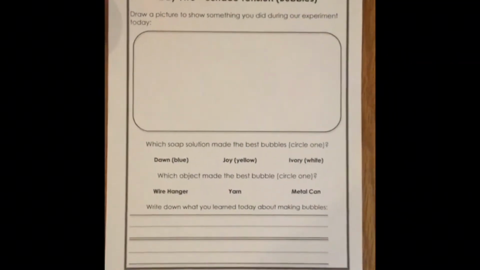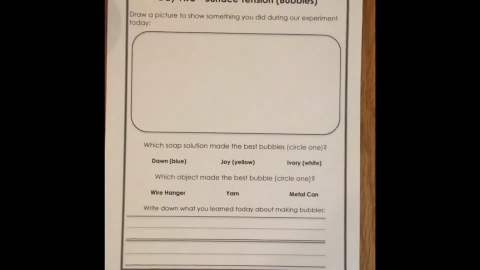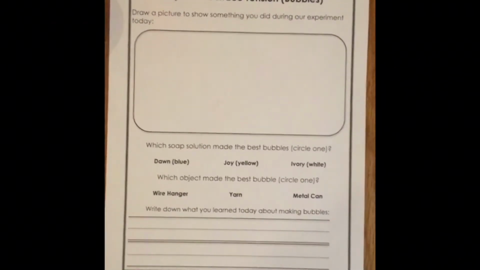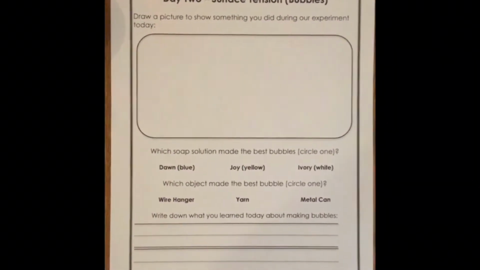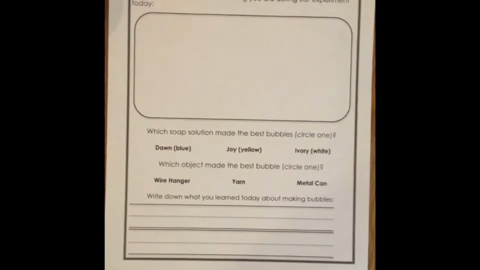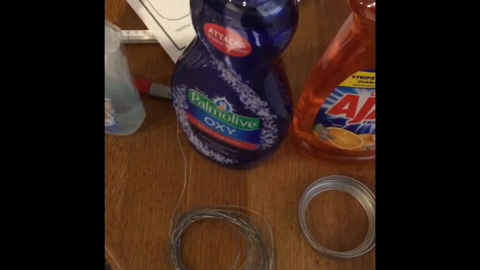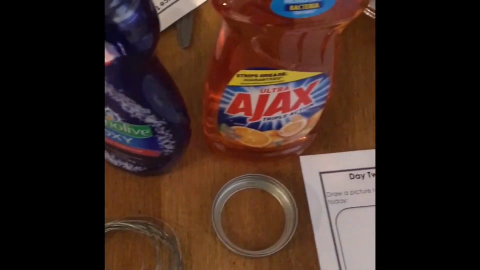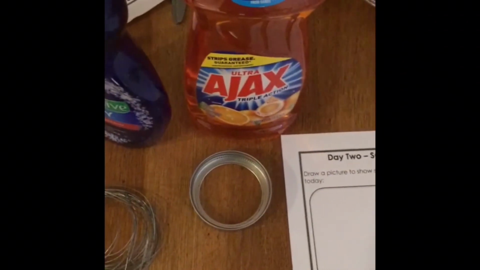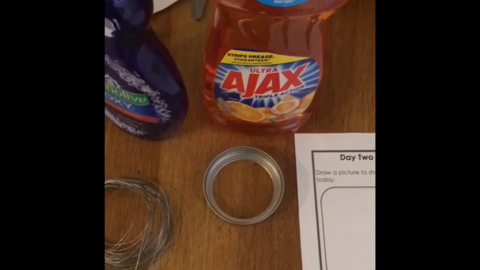Okay, now we're going to go to page 8 of your packet. It says Day 2 Surface Tension Bubbles. And then at the end, you can draw a picture to show something that you did during the experiment today. So which soap solution made the best bubbles? So I've got 3 different kinds of soaps. I've got some Dial hand soap, some blue Palmolive dish soap, and some orange Ajax soap. And you can use any kind of soaps you want to, whether they're dish soap or hand soaps.